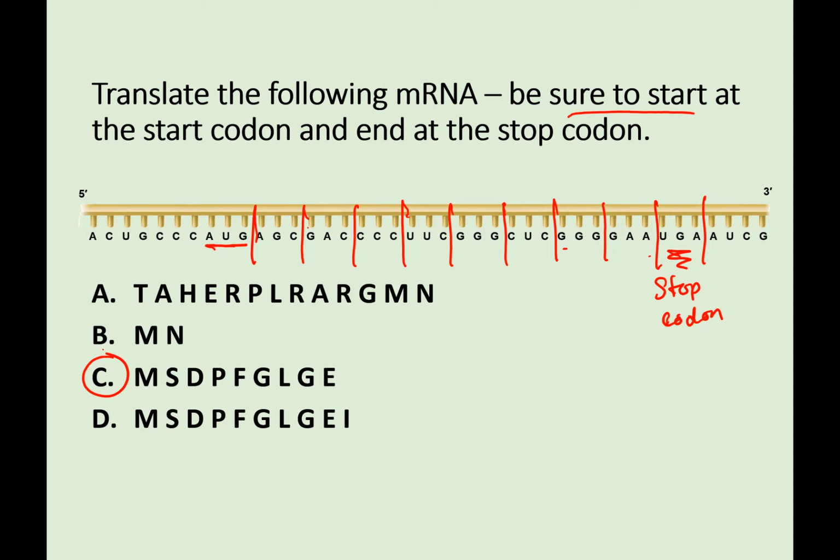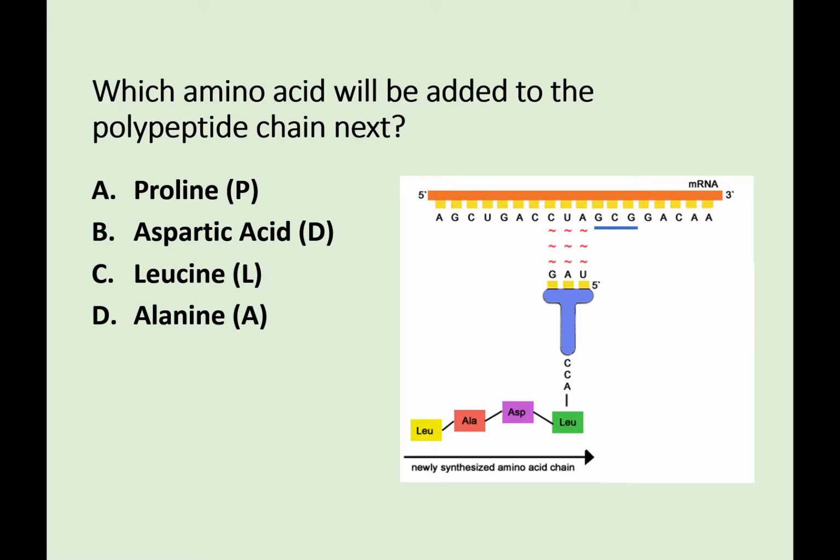Okay, which amino acid will be added to the polypeptide chain next? Okay, so this is trying to show you hydrogen bonds between the tRNA and the mRNA, and the question is, what's going to come in next? So to solve this one, all you're looking for is the GCG codon on your mRNA table, which encodes for alanine.